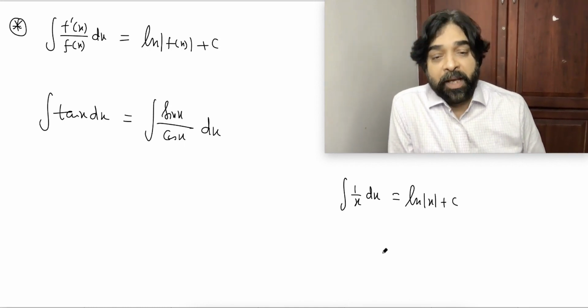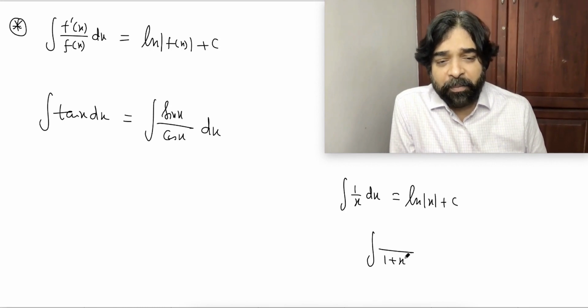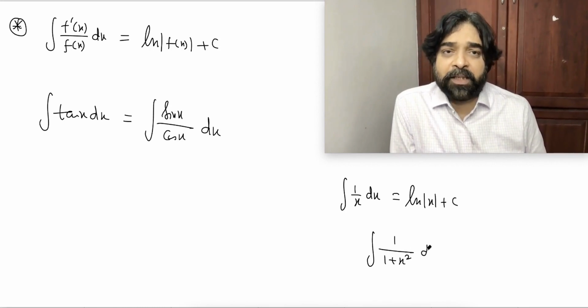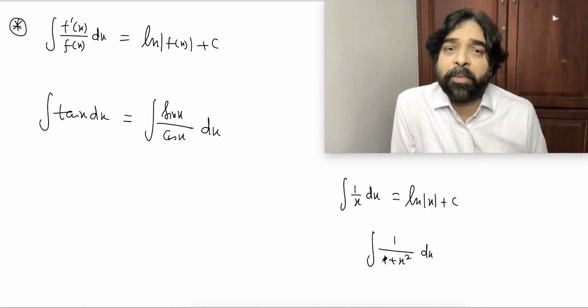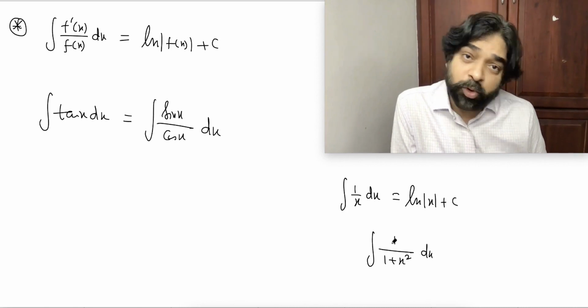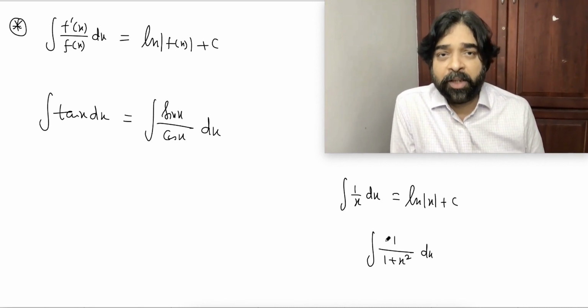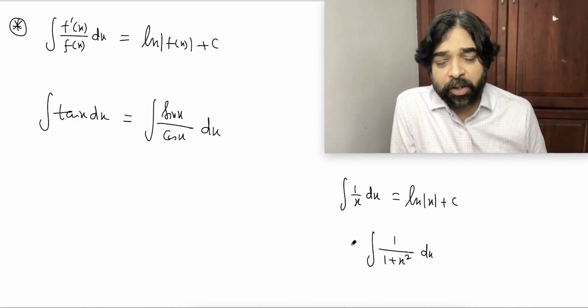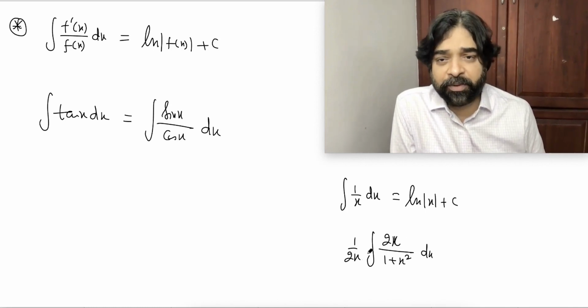Remember, suppose somebody asks, what is the integration of 1 by 1 plus x square? Here also it is something by something. The differentiation of the denominator is 2x. 2 you can bring, but x you cannot bring. Have you understood? So you cannot write it like 1 by 2x into 2x. No, you cannot do that. A variable cannot be taken out.